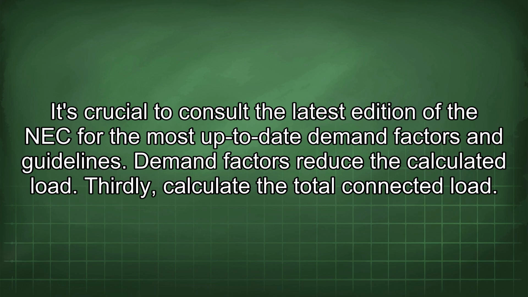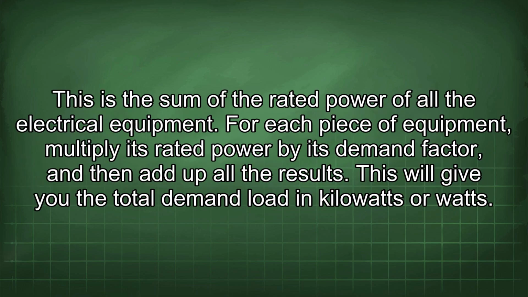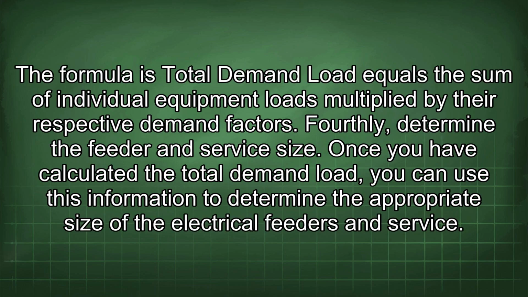Thirdly, calculate the total connected load. This is the sum of the rated power of all the electrical equipment. For each piece of equipment, multiply its rated power by its demand factor, and then add up all the results. This will give you the total demand load in kilowatts or watts. The formula is total demand load equals the sum of individual equipment loads multiplied by their respective demand factors.